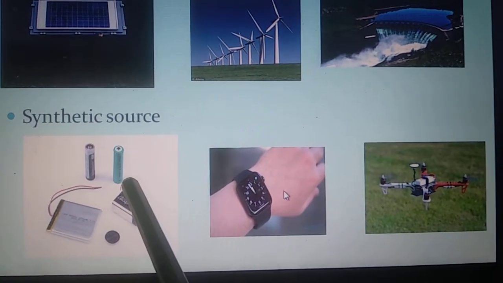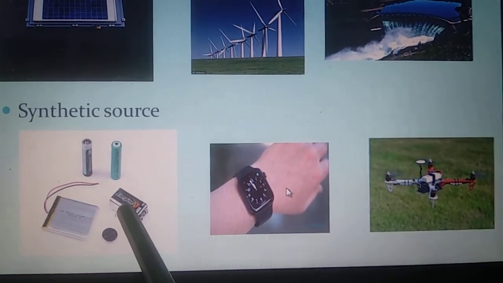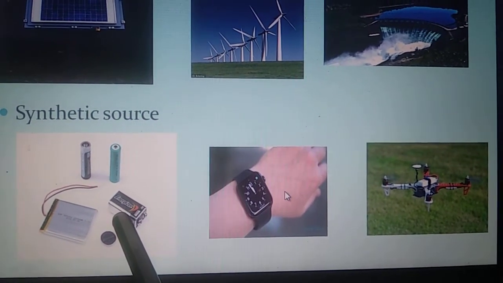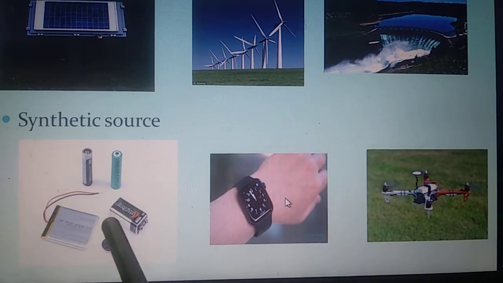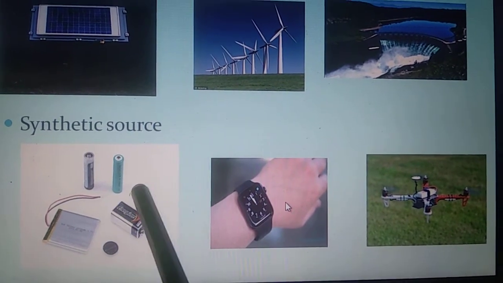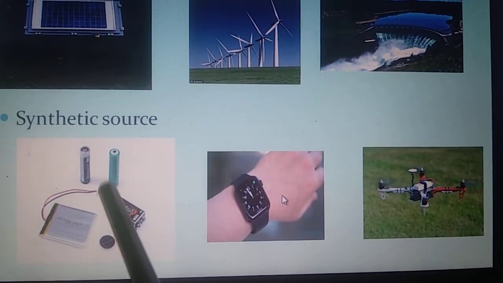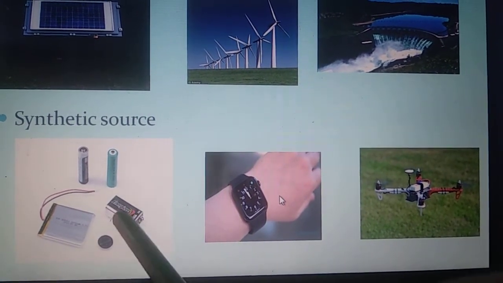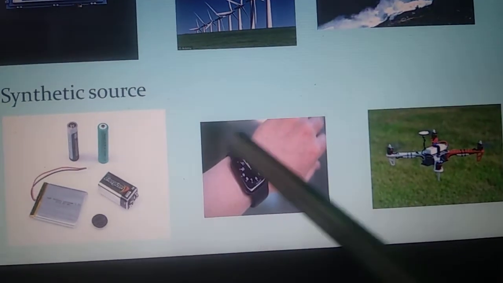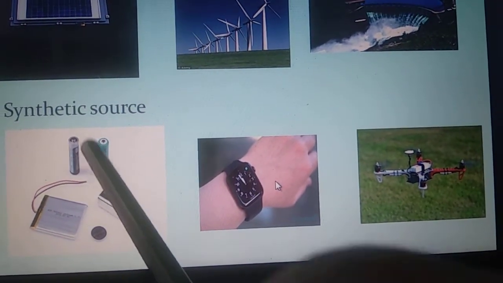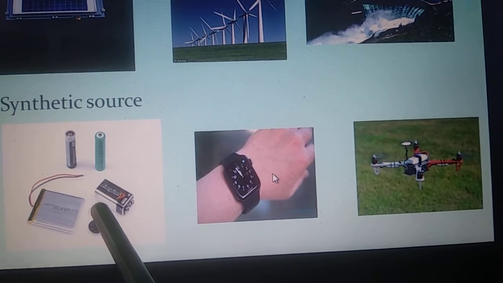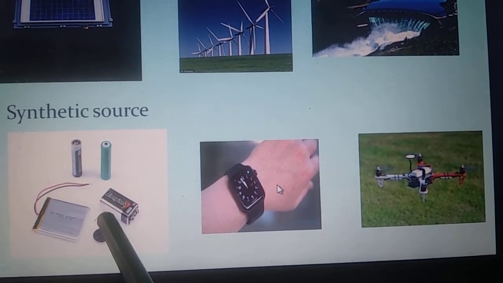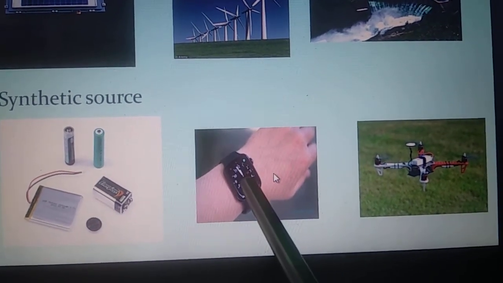Then we have this synthetic source. Synthetic source is a battery. Chemical energy is used here, and that chemical energy is converted into electrical energy, and we get this electrical energy for the working of so many devices. These batteries are of different shapes and different sizes according to the apparatus or the machine in which they are to be fitted.